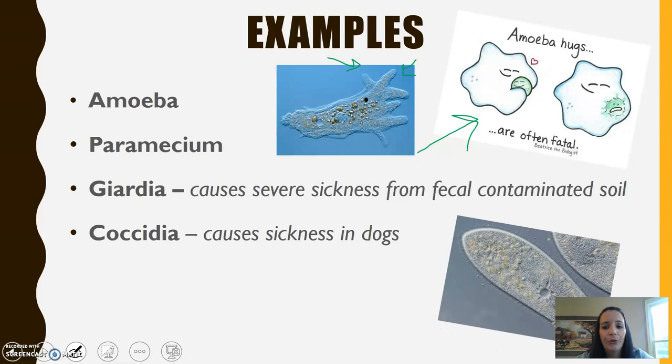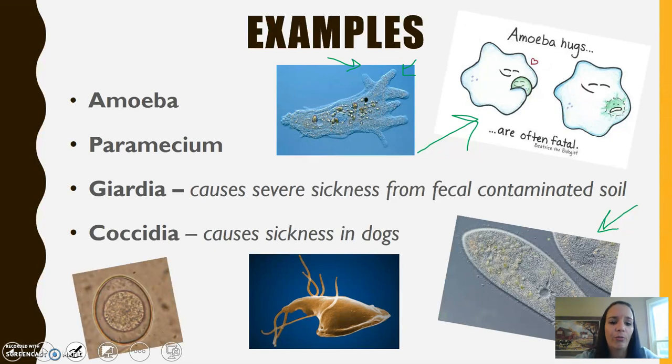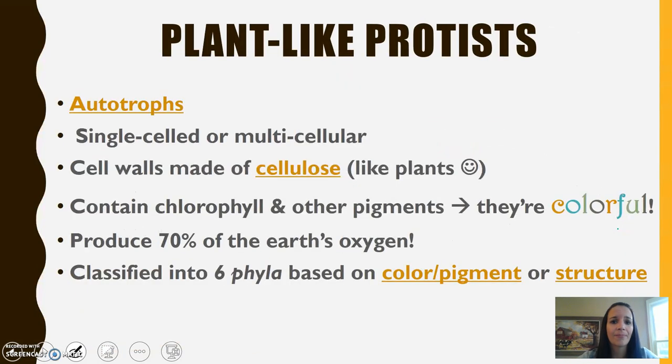Another very well-known protist that's animal-like is a paramecium, which is down here. Paramecium move using their cilia. And then two others that you should be aware of are things like Giardia, which has flagella, as you see, and this causes sickness, usually if you touch your face after touching soil that had fecal matter in it, and Coccidia, which can cause sickness in dogs.